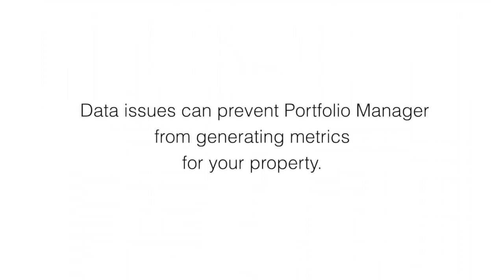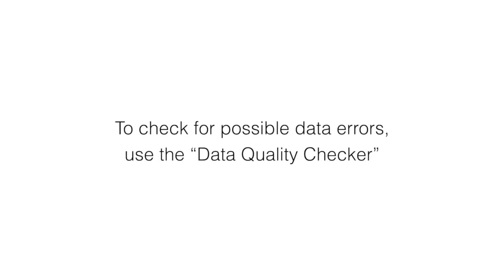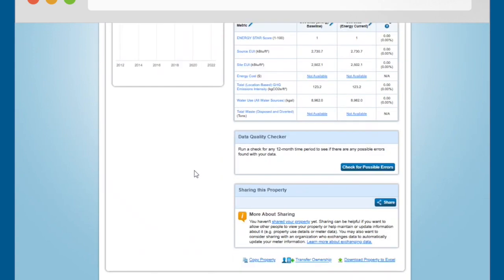Data issues can prevent Portfolio Manager from generating metrics for your property. To check for possible data errors, use the Data Quality Checker. To access the Data Quality Checker, navigate to the Summary tab for your property and scroll down to find the Data Quality Checker section.